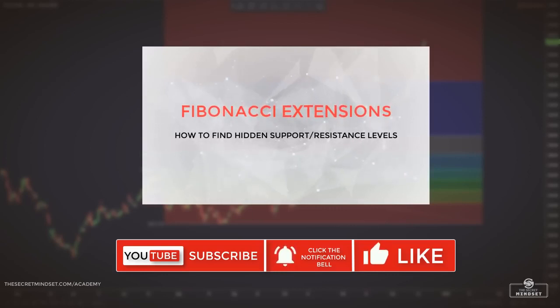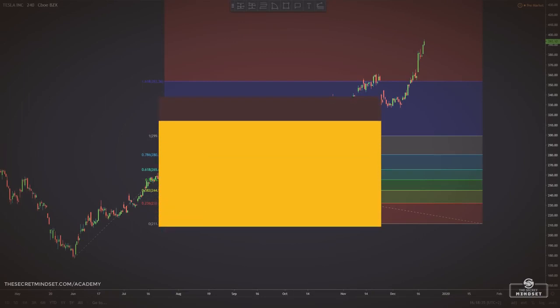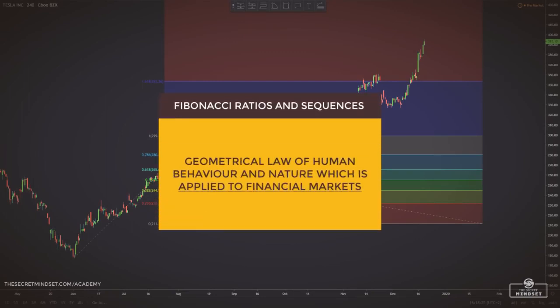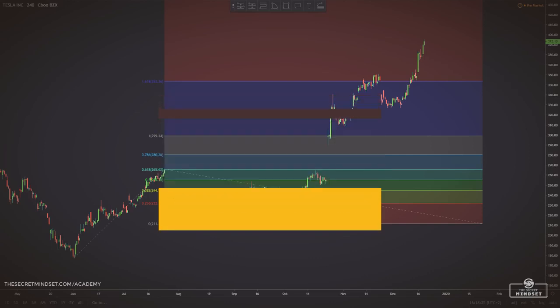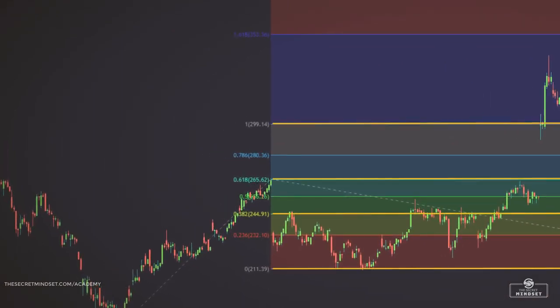Fibonacci series incorporates several analysis tools on the basis of Fibonacci ratios and sequences, showing the geometrical law of human behavior and nature, which is also applied to financial markets. The Fibonacci study can be applied to identify possible support and resistance levels by studying Fibonacci numbers in various timeframes.